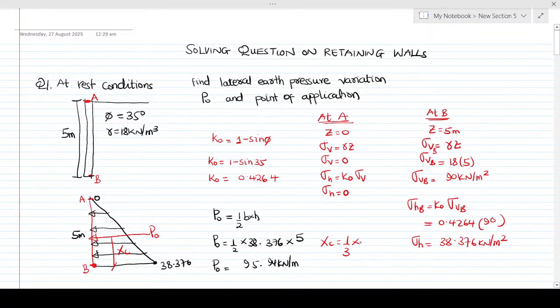So that will be 1/3 times the length. Now, if you look at the direction, you're moving to the longer side, not the tapering side. If you are going to the tapering side, it's two-thirds of the length. But if you are going to the blunt side, the longer side, this is what I'm calling blunt, so that is one third. So XC is going to be one third of 5. And so XC is equal to 1.67 meters. So you can see that the force will act at 1.67 meters from B. So we are done with this one.